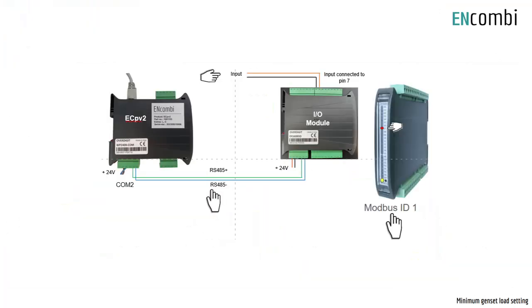The minimum genset load EClogic functionality will be demonstrated based on this sample installation. The ECPv2 controller is connected with the EClogic I/O module with an RS485 connection on COM port 2. The I/O module is connected to the digital input on bit 7, and this input will be used to configure the linker setting. Communication between the controller and the I/O module has been established.